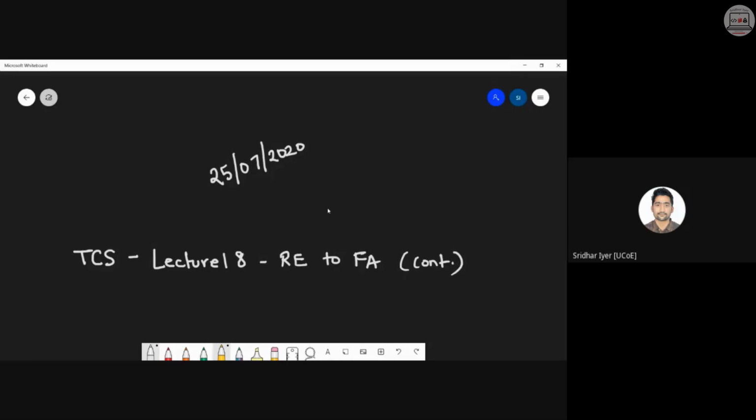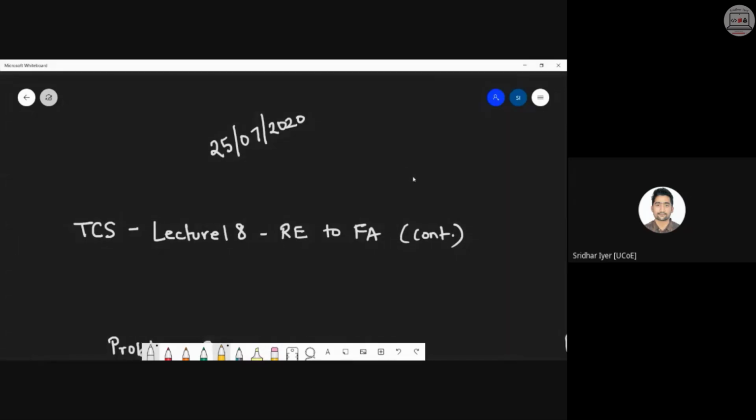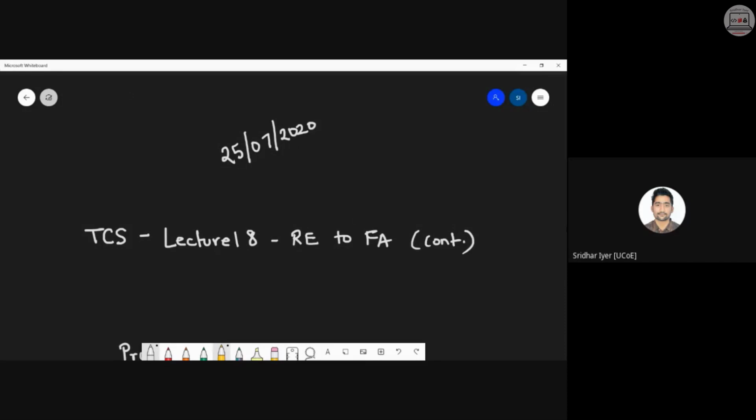Let me just recap what we have done so far, because there was a gap of 3 days in between. In the previous lecture, we saw how we can construct regular expressions and how we can convert those regular expressions into finite automata, right? We saw how to construct diagrams for regular expressions. We saw few of the expressions. We saw few of the basic fundamental formulas that we should follow while constructing a finite automata.